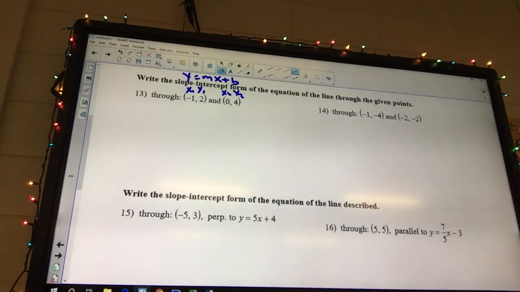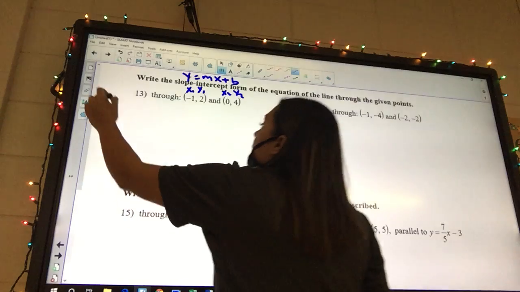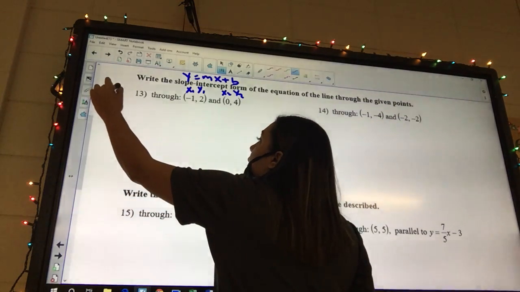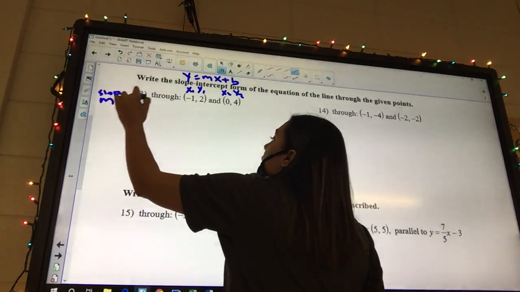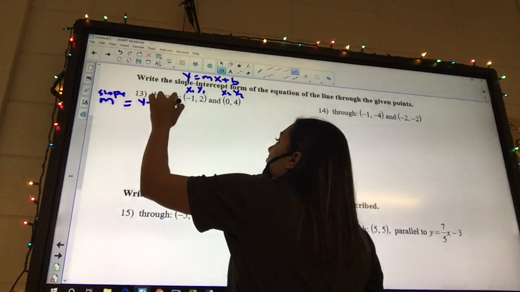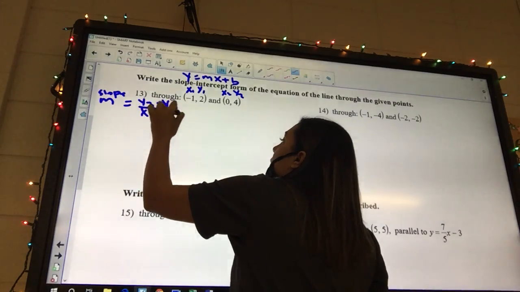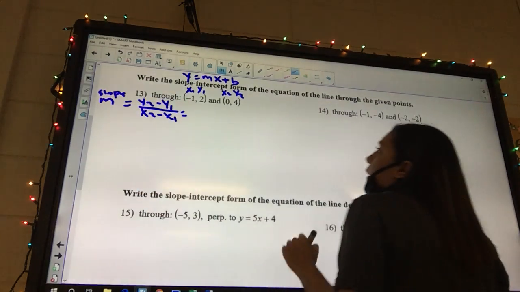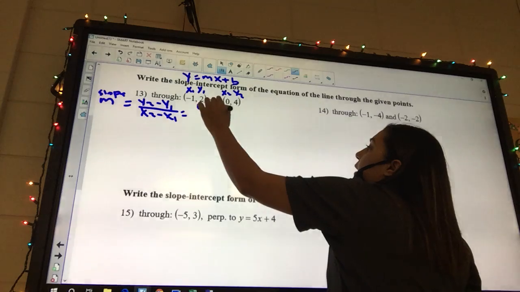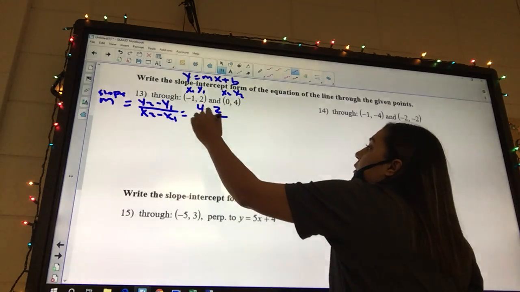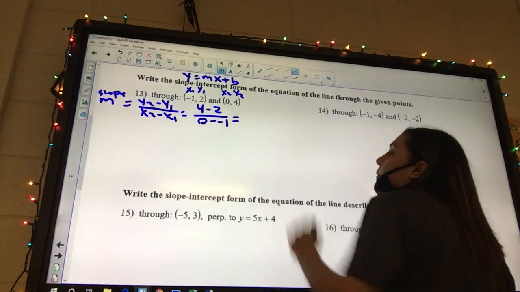What formula do I need to use? Yeah, so that's our slope formula, okay? So we need to find the slope, and so it's going to be y2 minus y1 over x2 minus x1. Okay, so it's going to be 4 minus 2 over 0 minus negative 1.